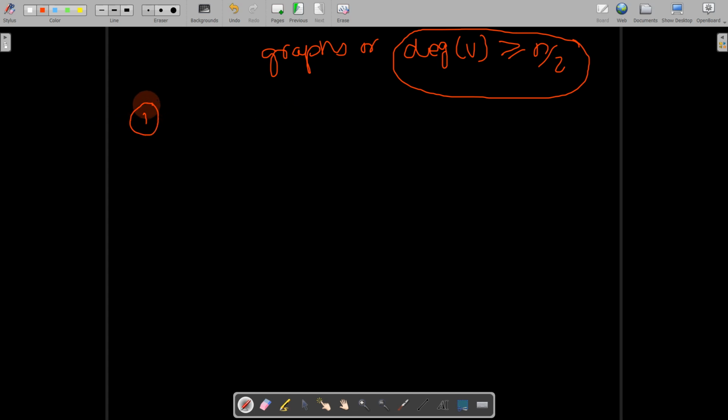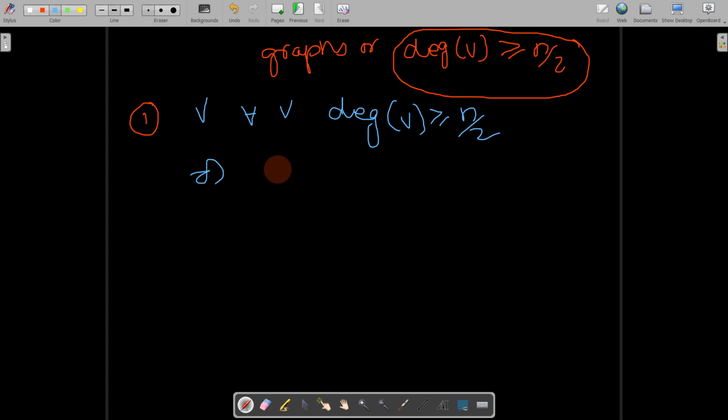We will discuss one of the two results in this video and the second result in the next video. So the first result is, if your graph has n vertices, and for all vertices the degree of every vertex is greater than or equal to n by 2, then it will always be connected. This would imply the graph is definitely connected. With surety you can tell it is connected. It cannot be disconnected. Okay, let us try to prove this.